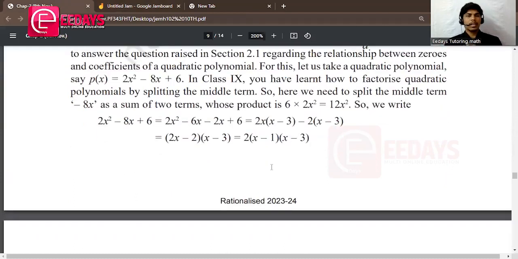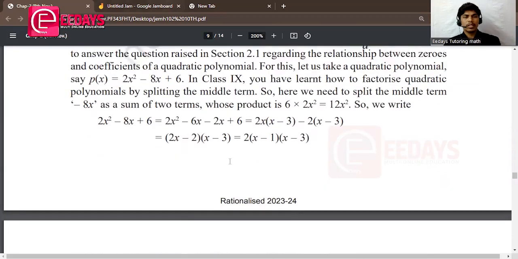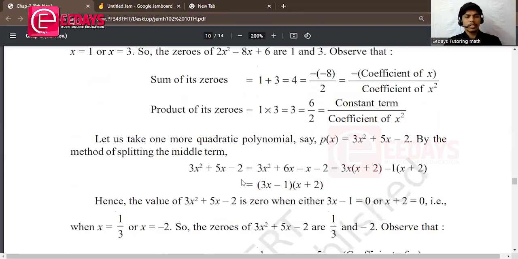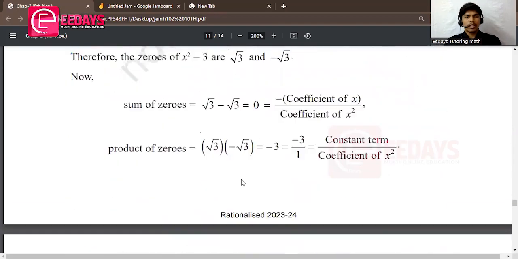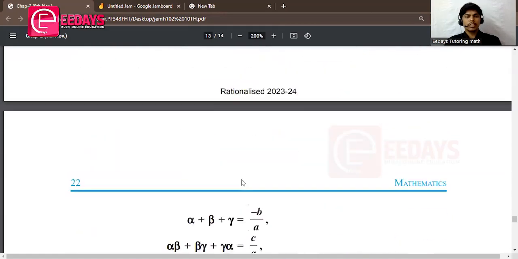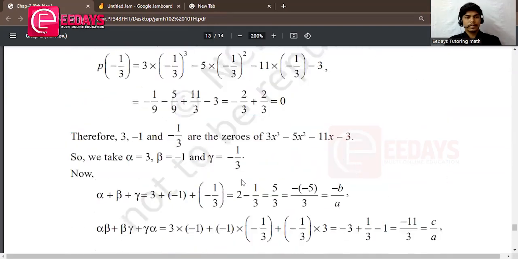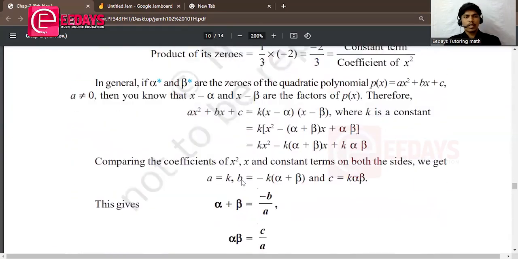In the previous classes we learned about the factorization method. When they give any equation, you just do the factorization method. I hope everyone knows how to do it, or else shall I explain it? Because in this chapter, the polynomial equation, we have to factorize the polynomial. Splitting the middle term is also important. First, I'll explain the factorization method.